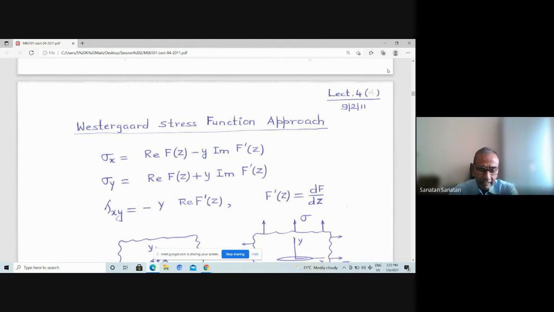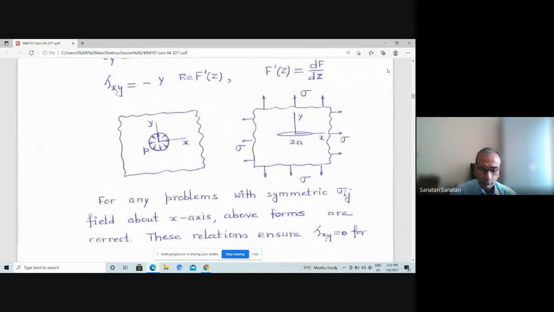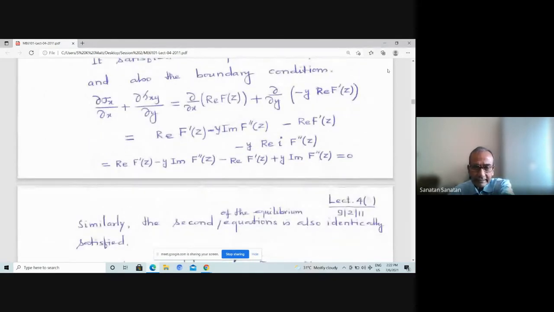Similarly, for delta tau xy by delta y, I have to take the derivative of this product in terms of y. All that, if I do, gives finally this expression. That's what I have written here. If I plug in the values, it becomes the real part of f dash z minus y times the imaginary part of the double derivative of f dash z, minus the real part of f dash z, plus y times the imaginary part of its derivative with respect to y, where i squared makes it positive, f dash z. Look at this: these two terms cancel, these two terms cancel. Finally, the value comes out to be 0. So the first equilibrium equation is satisfied by the function that we have invoked.